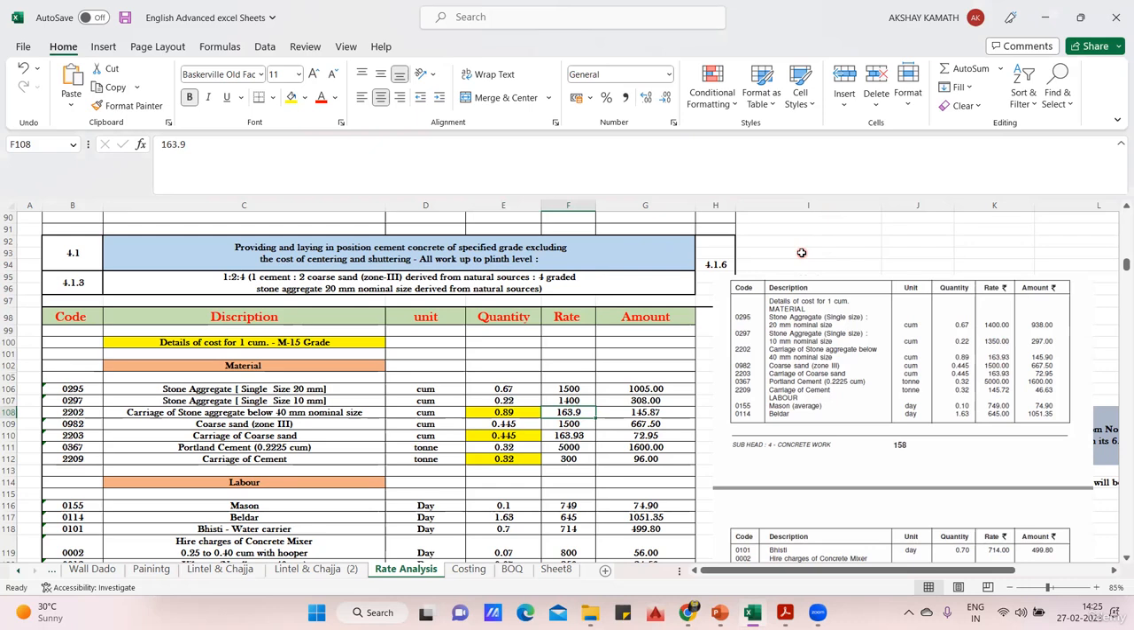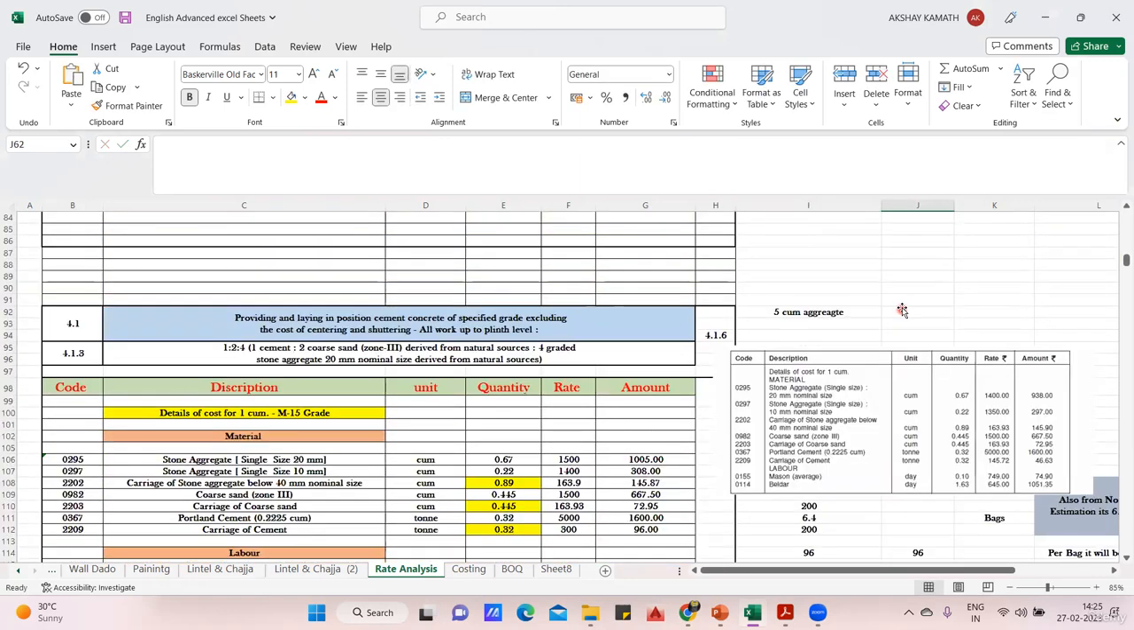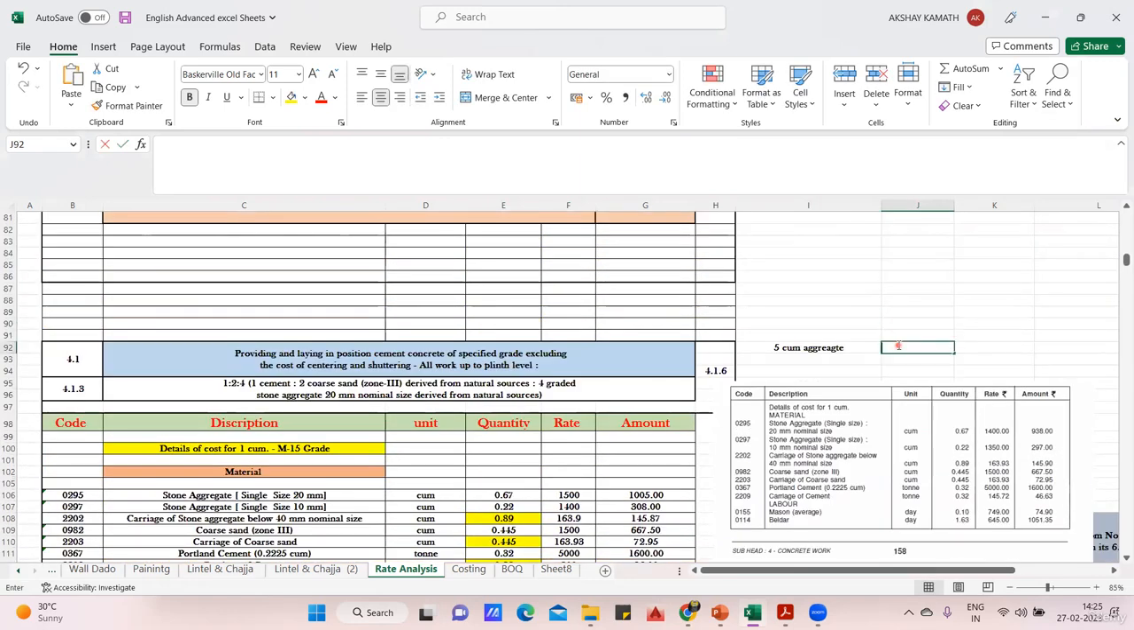Now when you order the coarse aggregate, you'll not order 1 cubic meter. Maybe you order for 5 cubic meter. Let us say you're ordering 5 cubic meter of the coarse aggregate, and he told that for 5 cubic meter, I'll charge you, my transportation cost is 1,000 rupees.